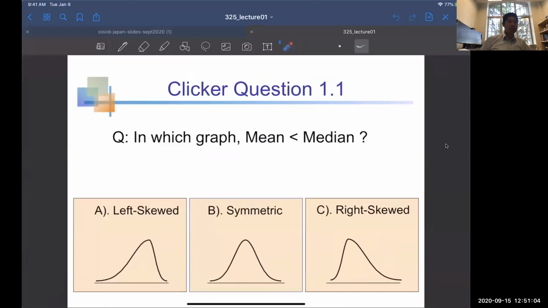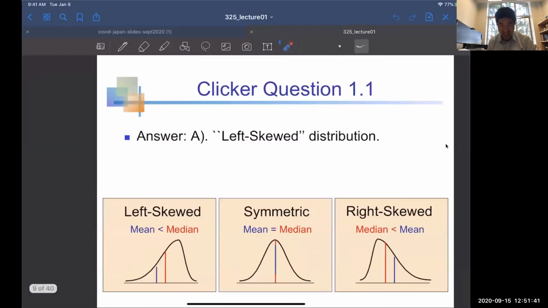Here's a clicker question. Think about it. It's a little tricky question because every year I do it and then the answer is mixed. So if you're willing, put your answer on the chat box. Oh, you guys look at the slides. So yeah, okay, then I move on.